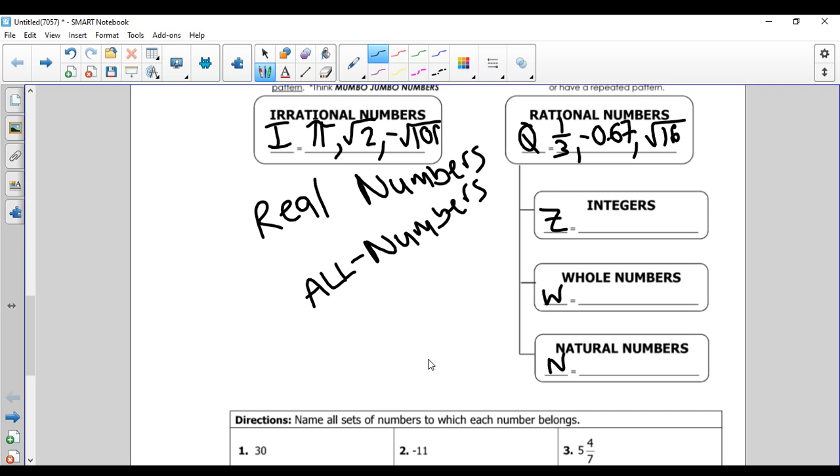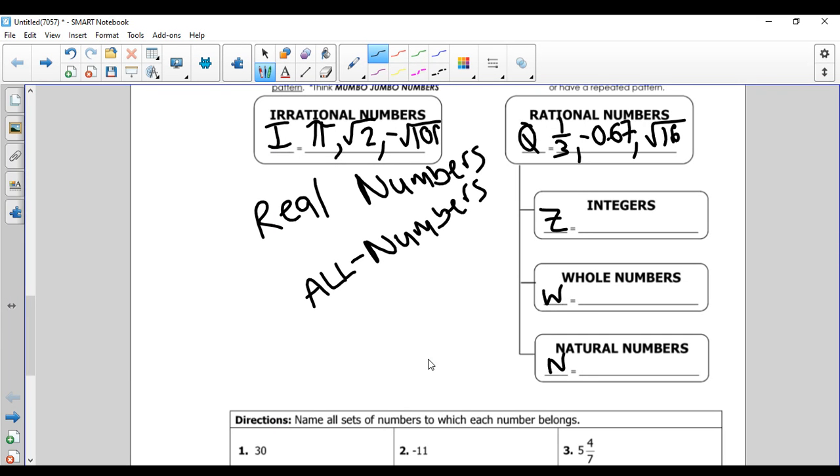Square root of 16. So you might be asking, okay, well, how come the square root of 2 is irrational? The square root of 16 is rational. Well, the square root of 16 is 4. Therefore, making it, which we'll find out, an integer, a whole number, and a natural number as well. So let's talk about the other three.